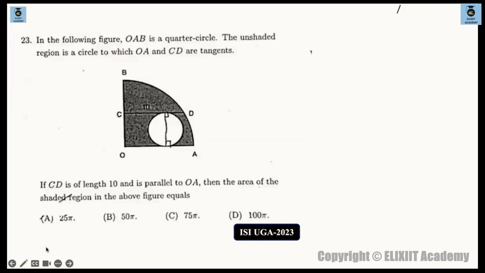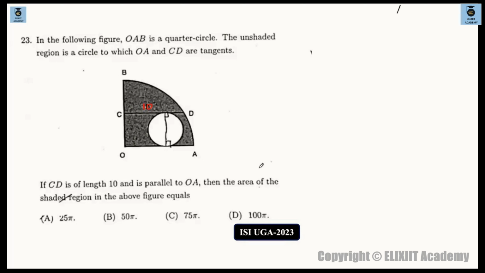CE is of length 10. This is of length 10 and is parallel to OA. We have to find the area of the shaded region in the above figure. This also we can solve using basic manipulation.